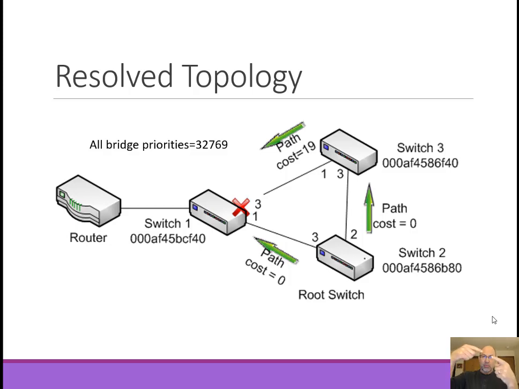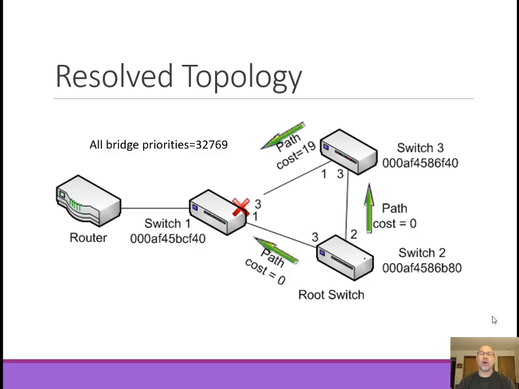They would both have the same root. They would both have a path cost of 19, but switch 3 has a better transmit bridge ID, and so switch 1 has to block a port. So if you go right along the hexadecimal characters, you'll find out why switch 1 loses. And that's why port 3 on switch 1 is blocked.